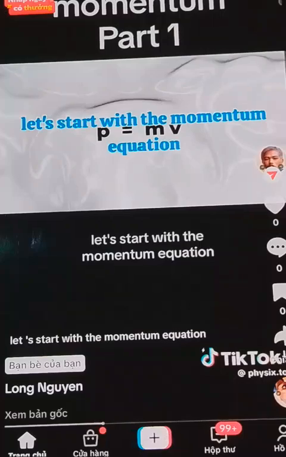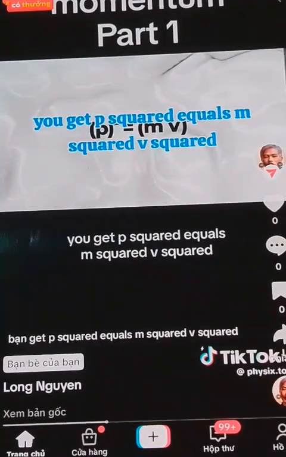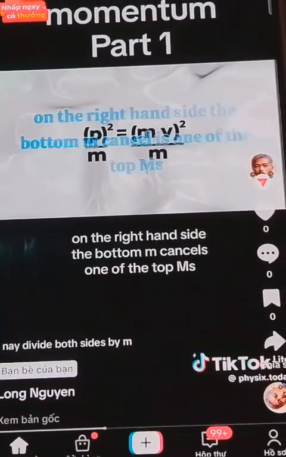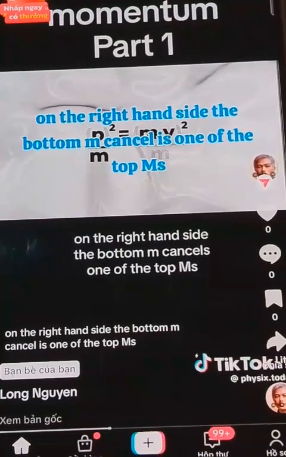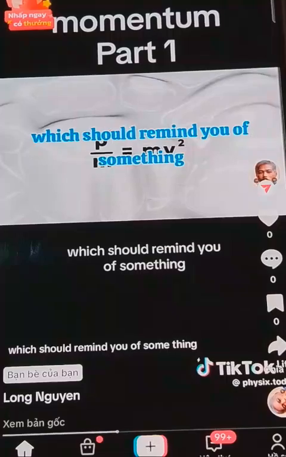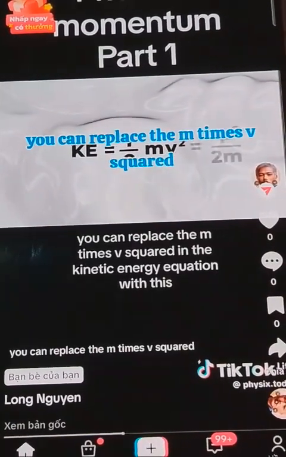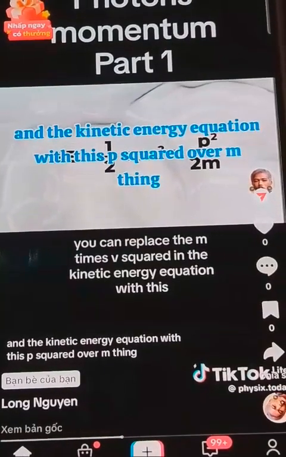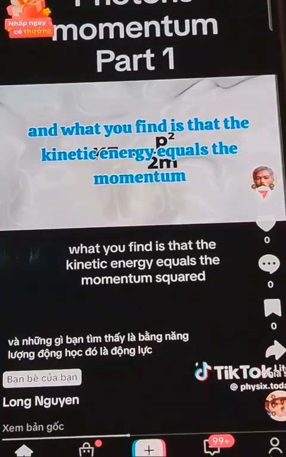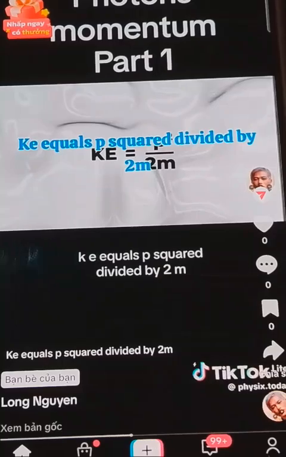Let's start with the momentum equation, P equals mv. Now square both sides. You get P squared equals m squared v squared. So far so good, right? Now divide both sides by m. On the right-hand side, the bottom m cancels one of the top m's, and you get P squared divided by m equals mv squared, which should remind you of something, specifically the kinetic energy equation. You can replace the m times v squared in the kinetic energy equation with this P squared over m thing. And what you find is that the kinetic energy equals the momentum squared divided by twice the mass. KE equals P squared divided by 2m.